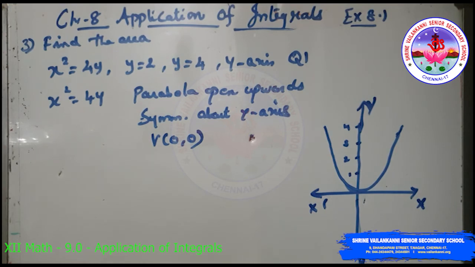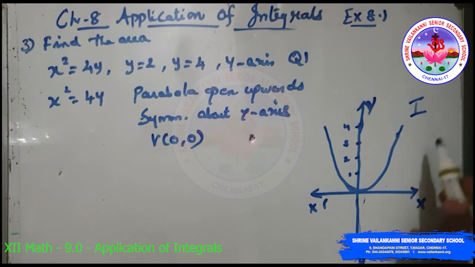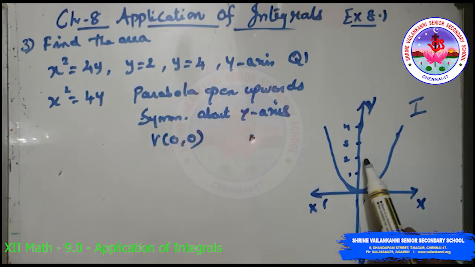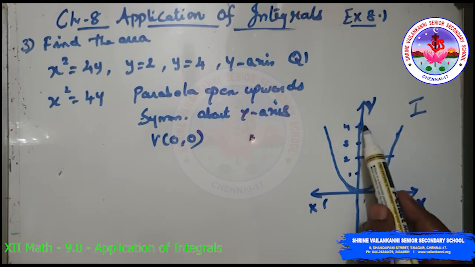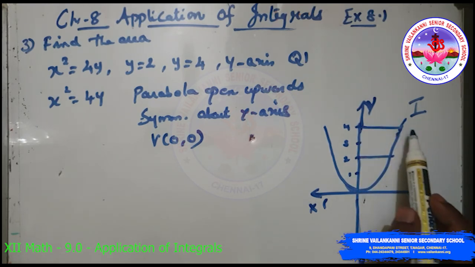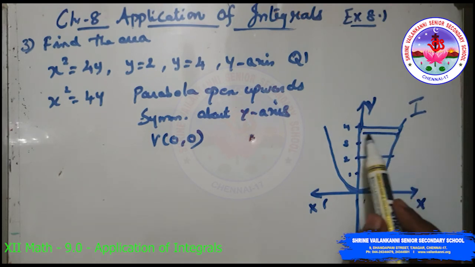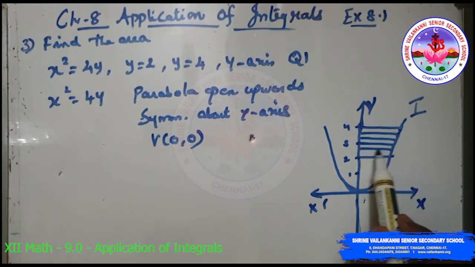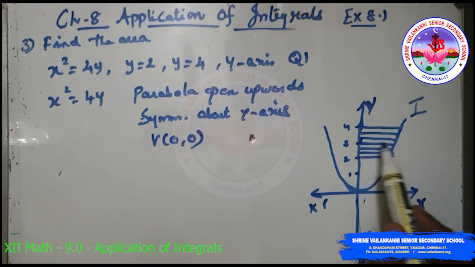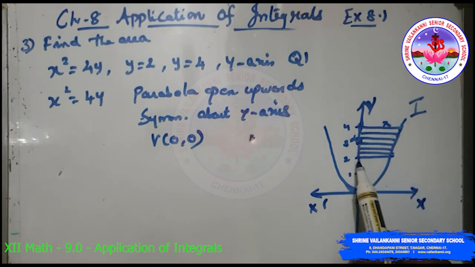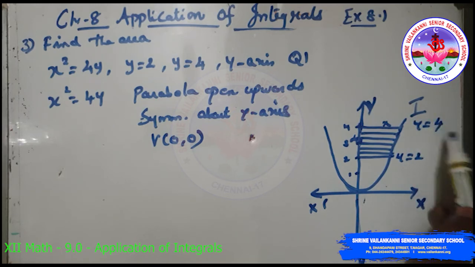Third question: find the area of the region bounded by the curve x square equal to 4y, y equal to 2 and y equal to 4, and the y-axis in the first quadrant. So we have to find the area of the region bounded by the curve in the first quadrant, and the coordinates are given as y equal to 2 and 4. So this area, using horizontal strips, this part is dy, and this height is x, with y equal to 2 and y equal to 4.